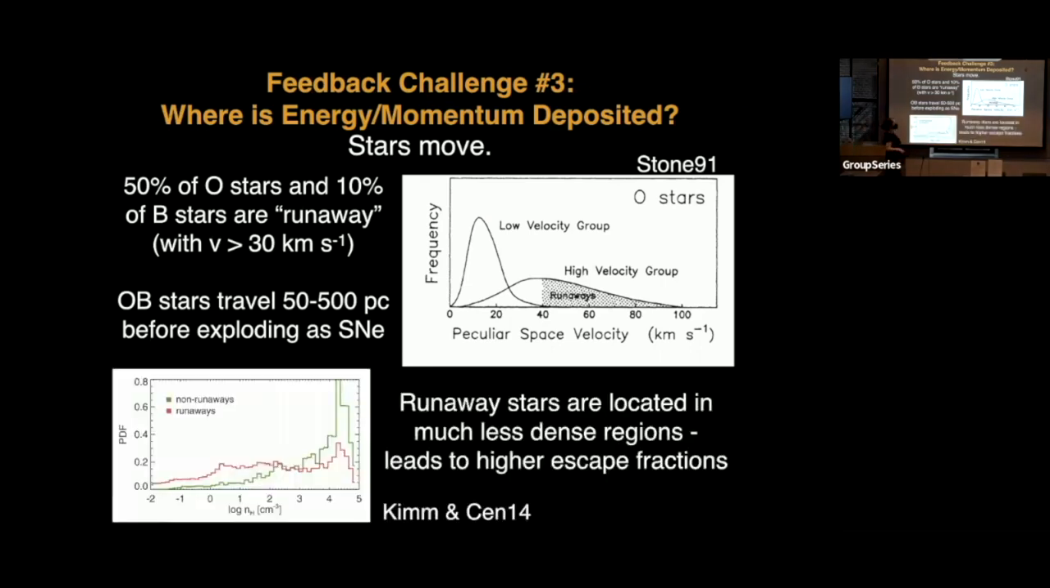And so one impact of this, for example, is the higher escape fraction of ionizing photons on massive stars. There was this really nice paper from 2014, which showed the density distribution for runaway stars in red versus non-runaways in green. You can see that the runaways have a much more uniform density distribution, which means that they can actually occur in much lower density environments than the non-runaways. And this causes, again, for them to have higher escape fractions of their ionizing photons. So the fact that stars move impacts where they deposit and how they deposit their feedback.